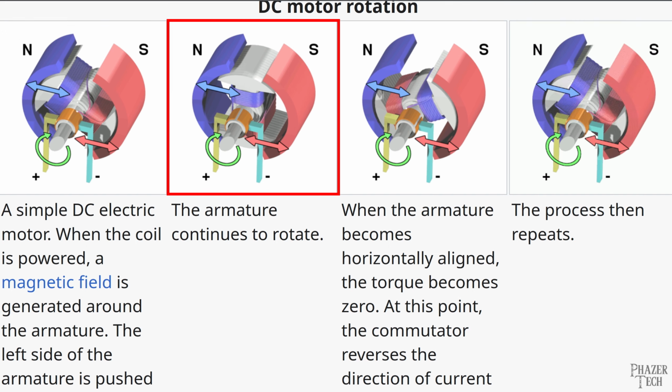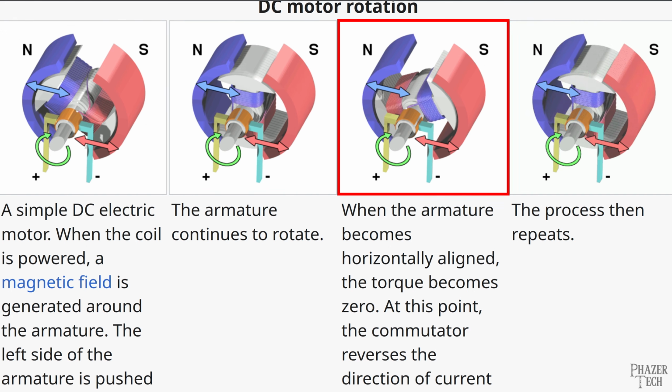This causes the shaft to rotate, as we can see in the second picture. Now in the third picture, we can see the shaft has turned to the point where each coil is now next to a magnet of the opposite polarity. At this point, the rotational force drops to 0.